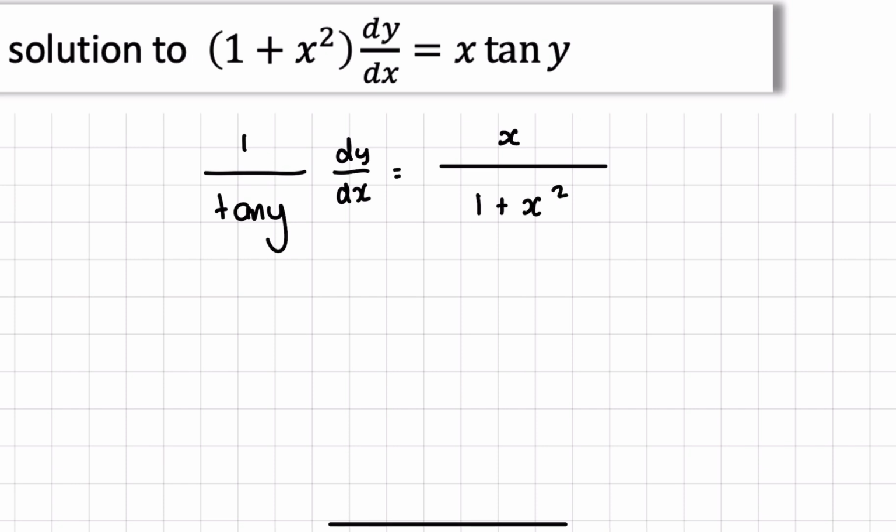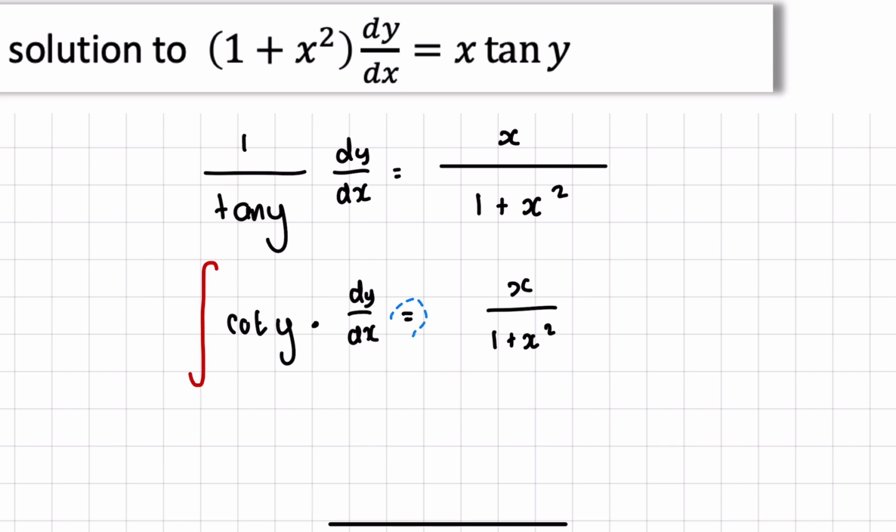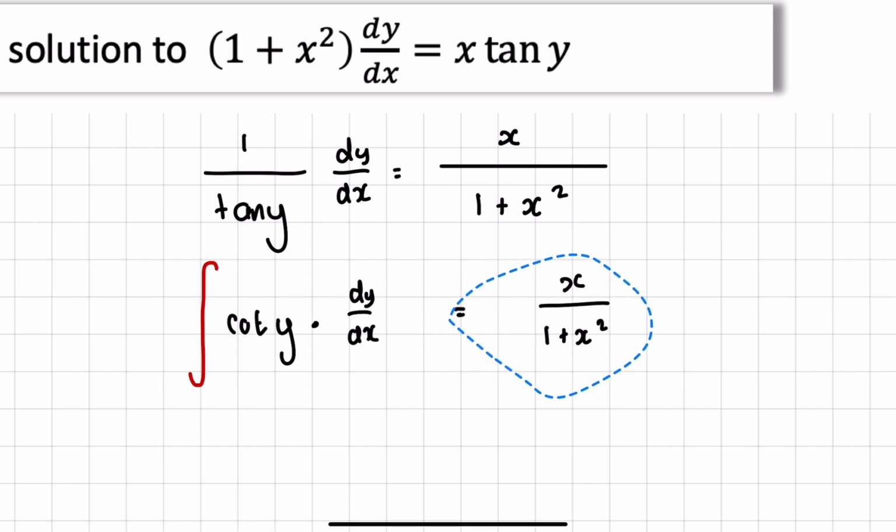Okay, and 1 over tan y I can rewrite as cot y, multiplied by dy over dx, and that equals the same, x over 1 plus x squared. So again, I don't really appreciate the maths here, but I don't really care. I'm not at university, so I'm probably making some people cry here, but it's fine. So we integrate that in terms of dx, and they will cancel out quite nicely.